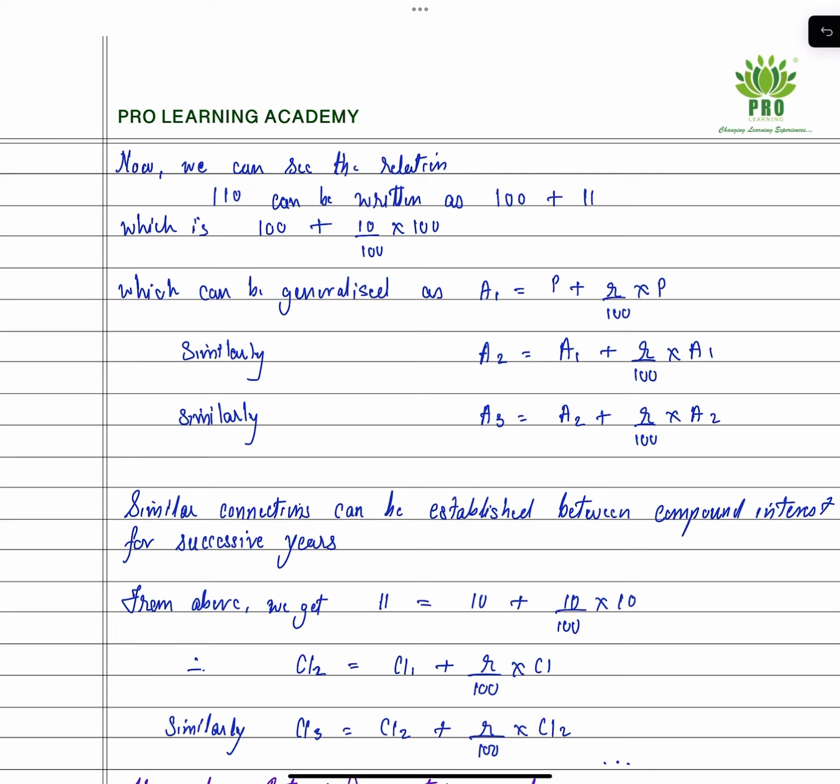So in general, if someone had to ask what would be An, An would be generalized as An minus 1 plus the rate of interest applied on An minus 1. Suppose my n is 10, it will sound like A10 would become A9 plus the rate of interest applied on A9. 9 is 10 minus 1.